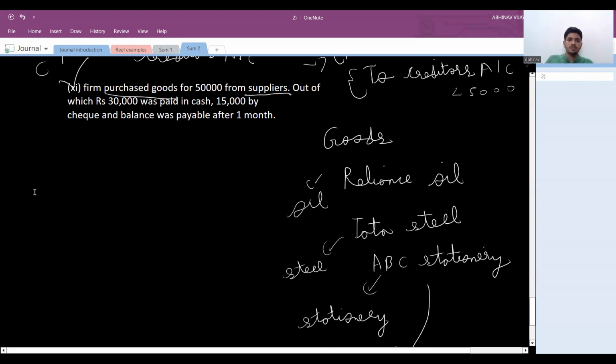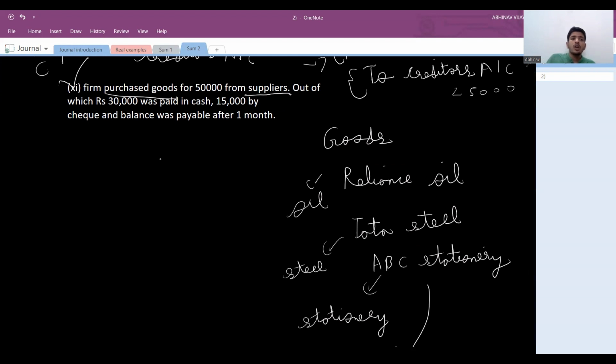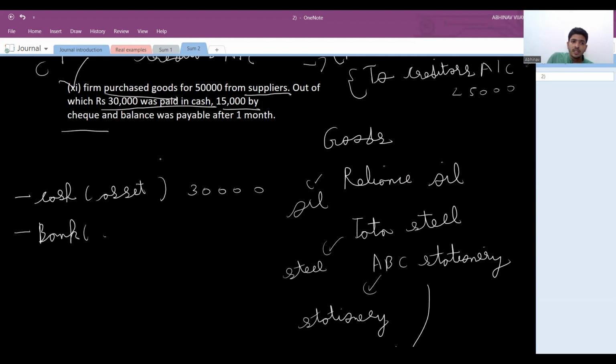Now let's start with this sum. Whenever the sum is like this, when you don't know the full solution, you just know the treatment of two parts. So first start with solving those parts. By the end of the second part, the third part also will be completed on its own. You'll be clear at that time. Now, do what you know first. For example, you don't know what to do about the above treatment. Do 30,000 was paid in cash. So logic: minus cash, which is an asset, by 30,000 rupees. Then 15,000 was paid by check. Check means what? By bank. So bank, which is an asset, 15,000 is paid.